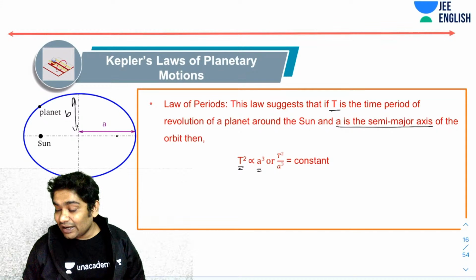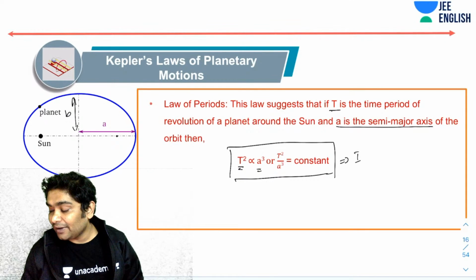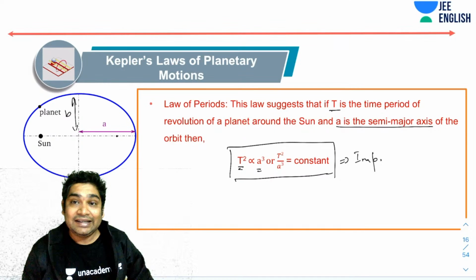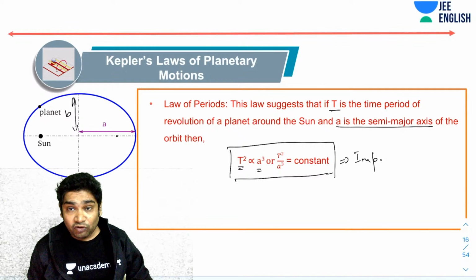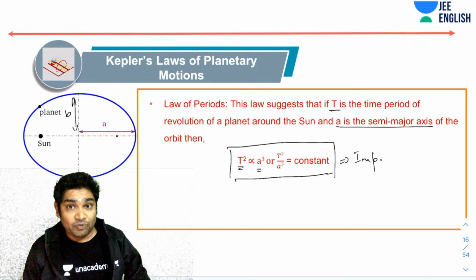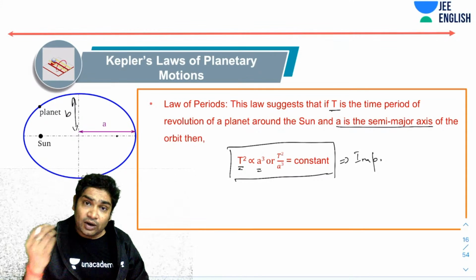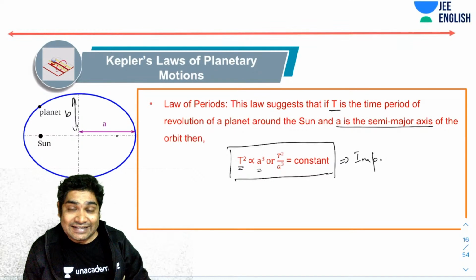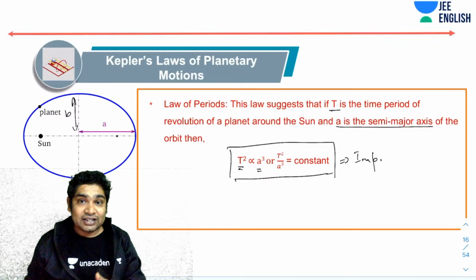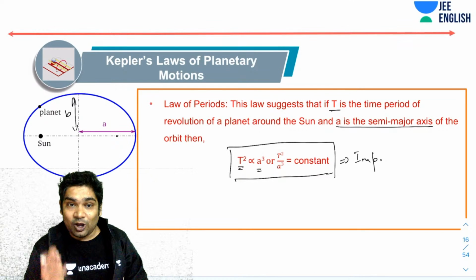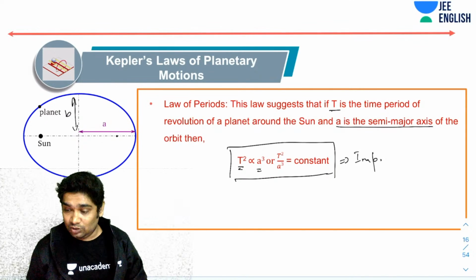Again, this is a very important formula, and a lot of questions are asked from this. So make sure you remember that T square over A cube equals constant for all planets. Please note that this formula is not only limited to planets moving around the sun. It is also applicable for all satellites moving around any planet. Whenever any celestial body, or many celestial bodies, are revolving around some other celestial body, this ratio is always constant. So for all satellites of a particular planet, this ratio will be constant, and for all planets with respect to the sun, this ratio will be constant, and so on.